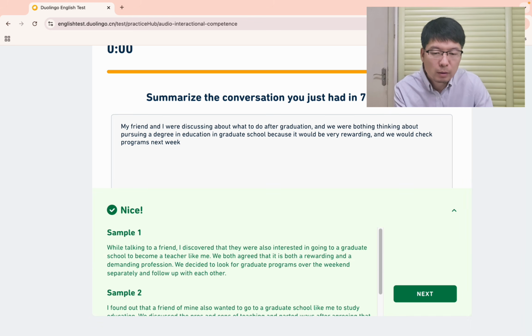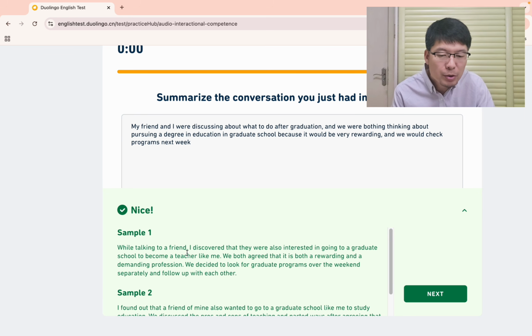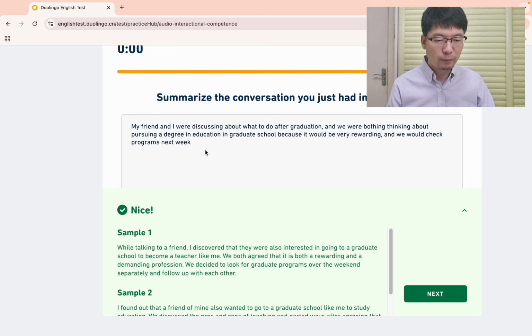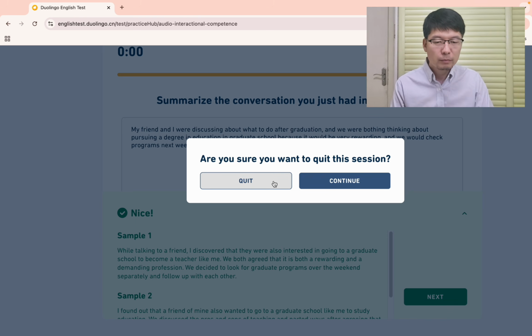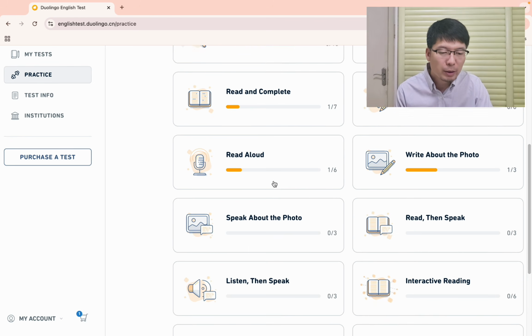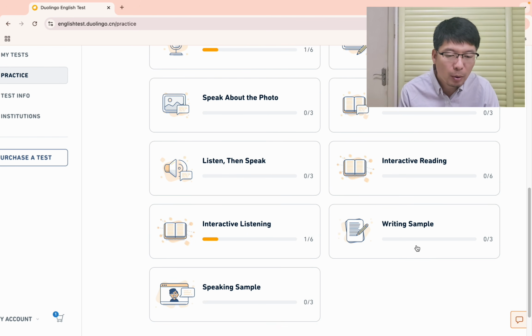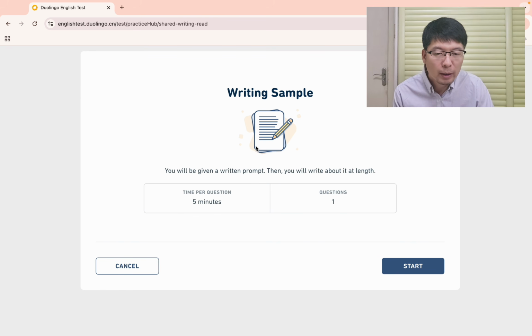Next week. Okay, so here you can also check the sample answers, and the key is to summarize all the key information in the conversation. Okay, so let's move to the next question. The next question is writing sample. Okay, in this question, you will be given a written prompt, then you will write about it at length. You will give 5 minutes.